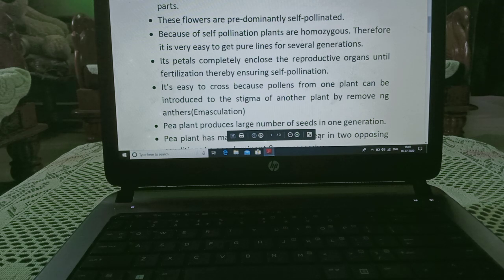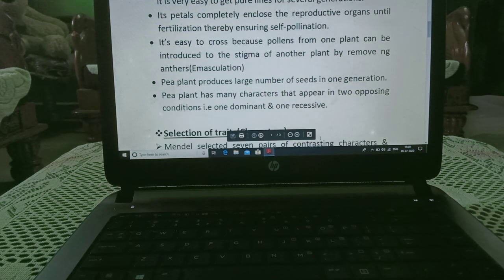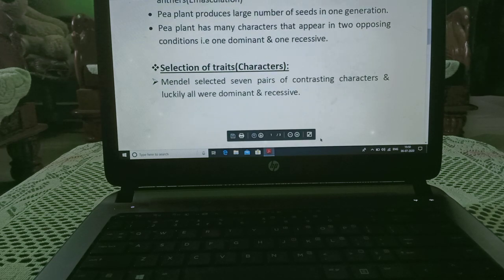Because of self-pollination, plants are homozygous, meaning similar types of gametes are there. Therefore, it is very easy to get pure lines for several generations. Its petals completely enclose the reproductive organs until fertilization, which ensures self-pollination. It is very easy to cross because pollen from one plant can be introduced to the stigma of another plant by removal of anthers, which is known as emasculation.